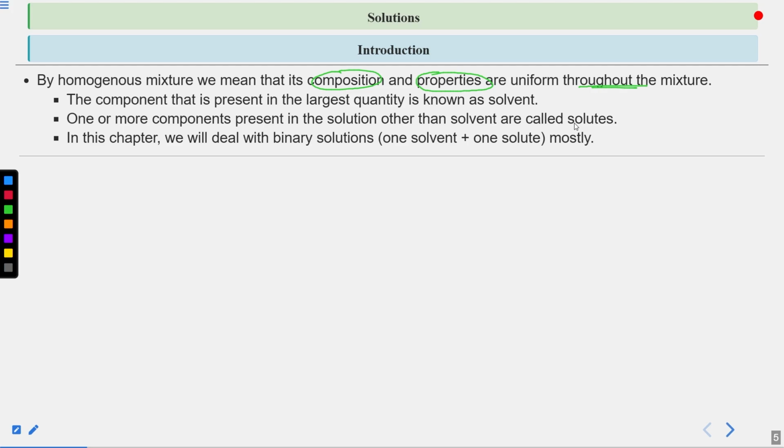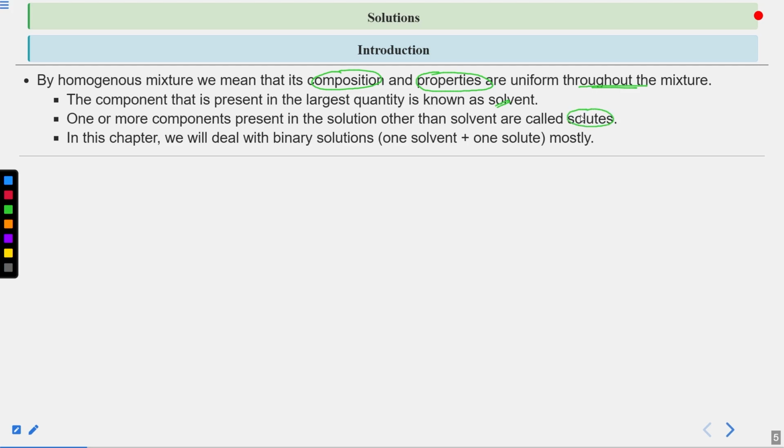Now, if I talk about the components of this homogeneous mixture, our solution, then the first obvious component is the solvent, the component which is present in the largest quantity. You can say almost all the properties, whether physical or chemical, are well defined by this solvent only, because the solvent is the dominant one. Now, the rest of the components, whose concentration is less compared to the solvent's concentration, are studied under solutes.